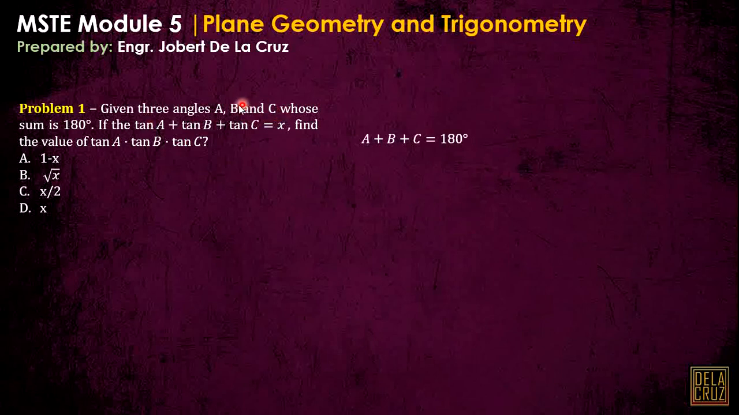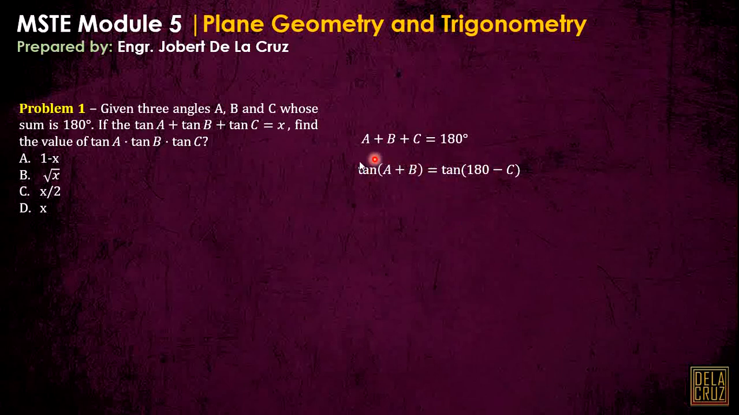It's stated here that A plus B plus C is 180 degrees. Okay, then I will just use this one. Okay, look at this one. I-transpose natin yung C to the right side. Then we will do tangent at both sides. Okay, I will just do tangent at both sides.